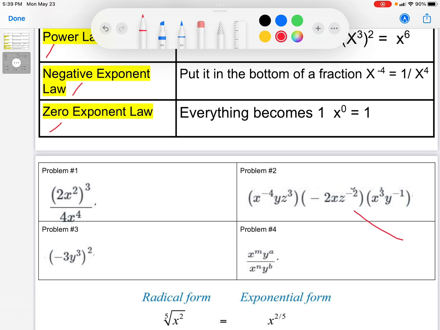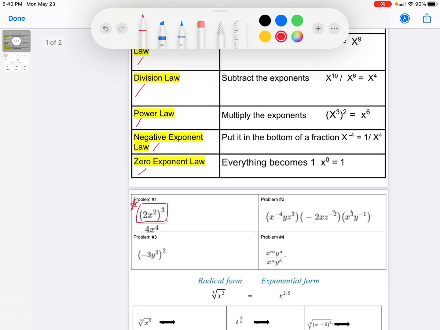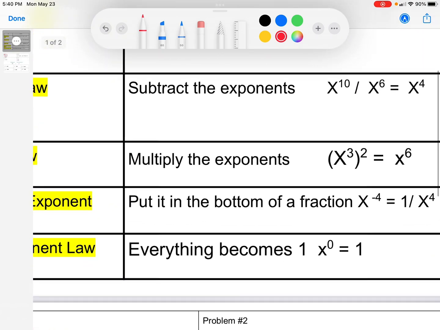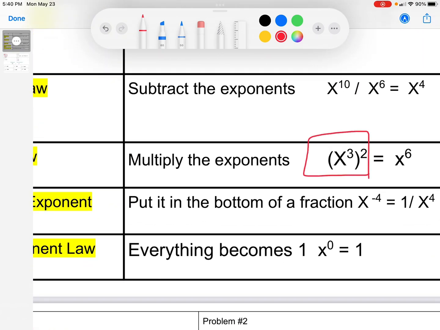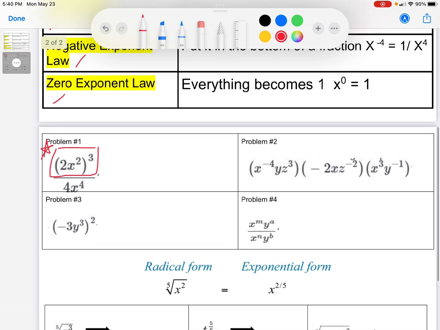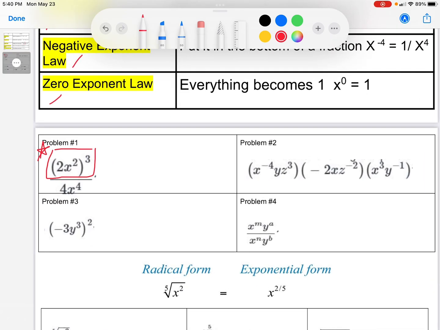So problem number 1. Problem number 1 has actually 2 laws happening here. So the top part is the power law, and that's because the power law has our parentheses and our double exponent. So that's going to be the top part of this equation. And then we also have the division law because I see a fraction here. So let's work through this problem.